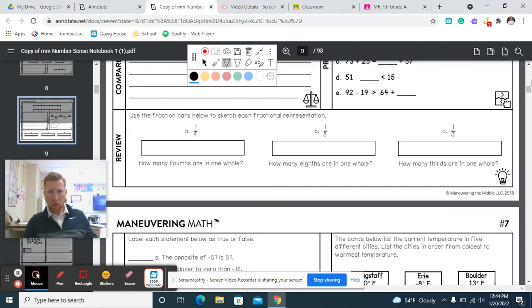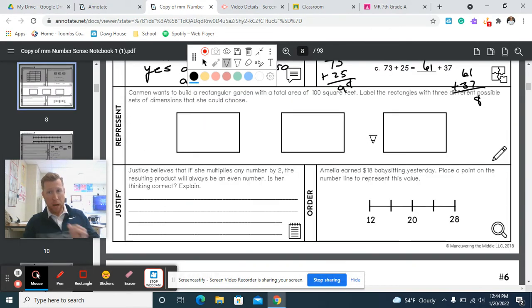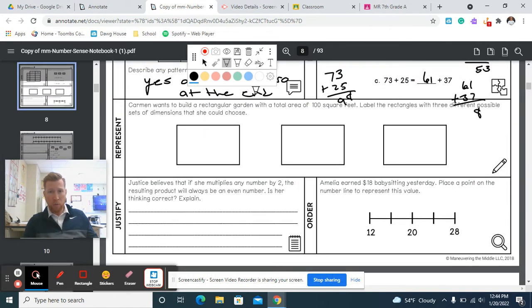sorry about that. We are to find a box with a garden, and we want it 100 total square feet. So we want area, we multiply length times width. So an easy one for 100 square feet.